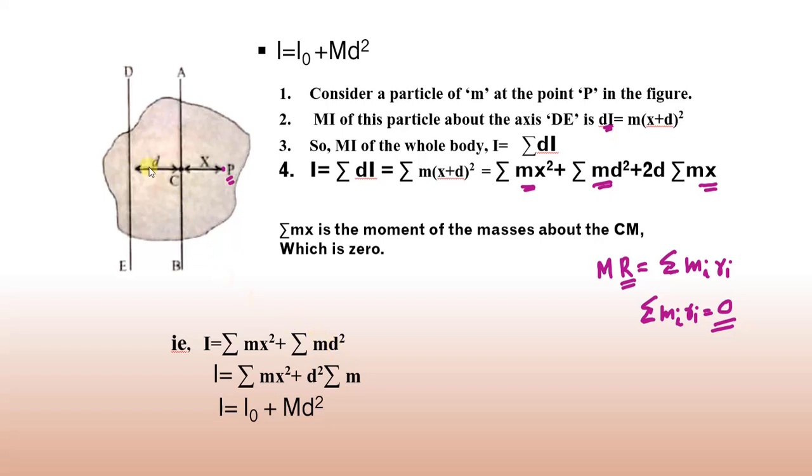Then, d is the separation between the two parallel axes. So, in this case, sigma m into d squared is a constant, so d squared can be taken outside: d squared into sigma m. Sigma m gives the total mass of this body. So, we get I is equal to I0 plus m into d squared. This is the proof of the parallel axis theorem.